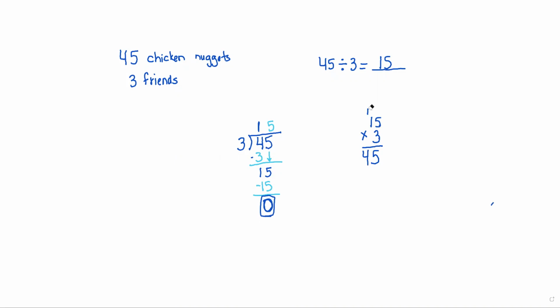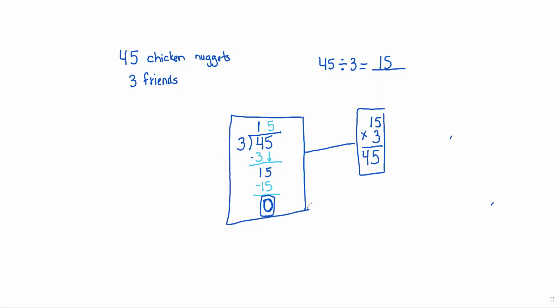If all parts of the problem are the same when we multiply as when we divide, then we know that our answer is correct.